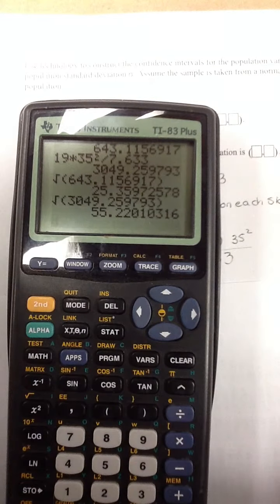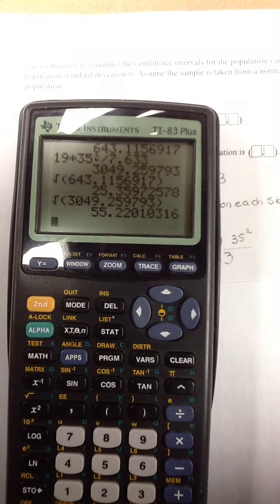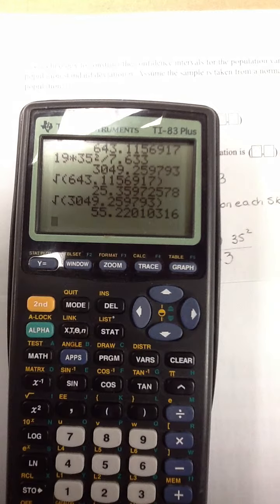And that is about all there is to that one. You know, keep these simple. The hardest part is actually just looking them up on the chart.